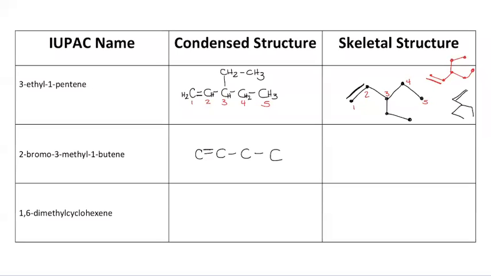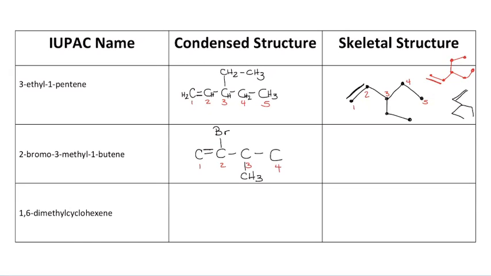Then we have 2 substituents. For me, it's always easier to do left to right when I'm drawing a molecule. And then on carbon 2, we have a bromine. On carbon 3, I have a methyl. Now, let me warn you, the reason why I decided to put the bromine up and the methyl down is for just space issues. If you draw the methyl up, it's still correct.